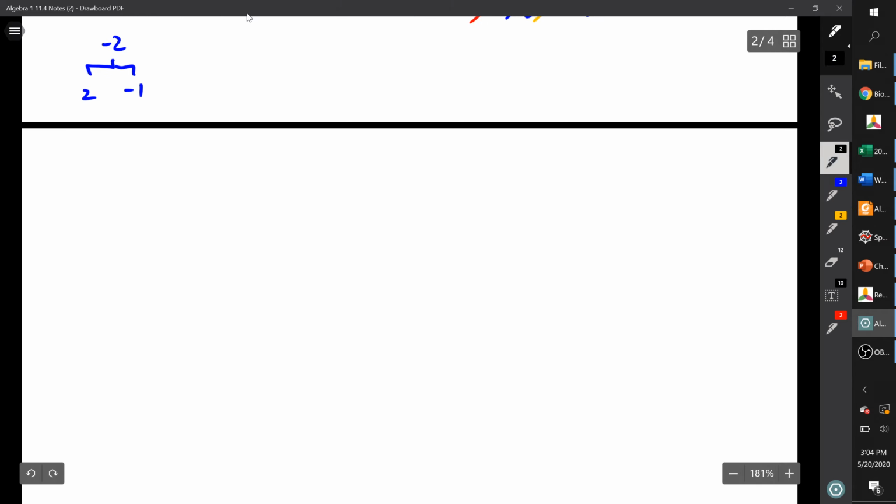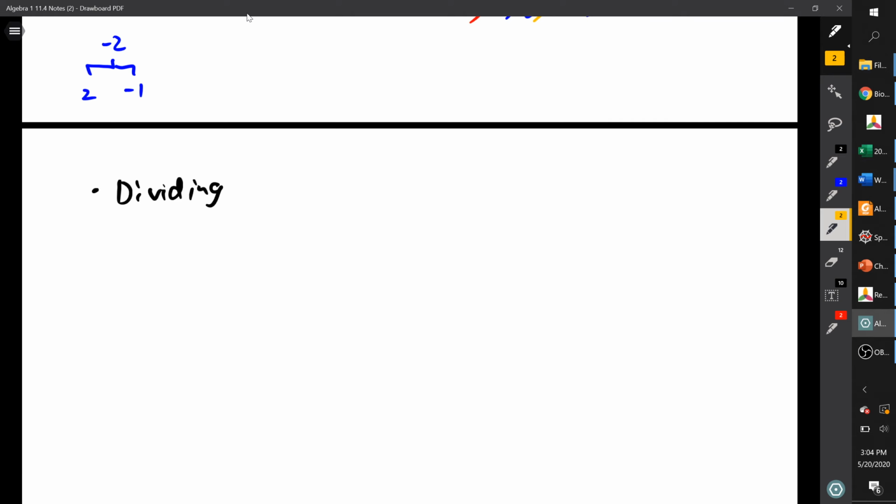Next, let's look at dividing. All we have to do is invert and multiply, just like you would with regular fractions, right? If you had something like 2/3 divided by 1/6, well, that's the same thing as 2/3 times 6/1. Hopefully that rings a bell.